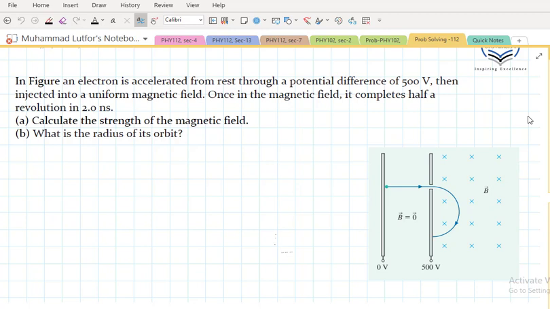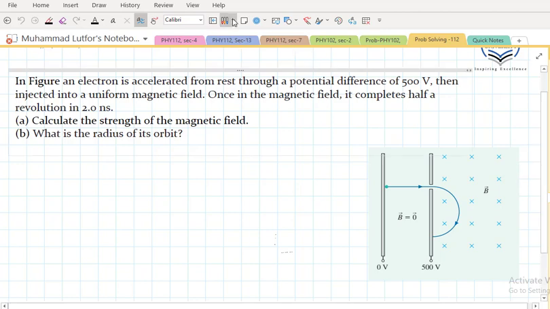Alright, in this problem, an electron is accelerated through a potential difference of 500 volts, then injected into a uniform magnetic field B, which is directed into the screen. Once in the magnetic field, it completes a half revolution in 2 nanoseconds. Then we have to find the strength of this magnetic field and the radius of the orbit of the electron.